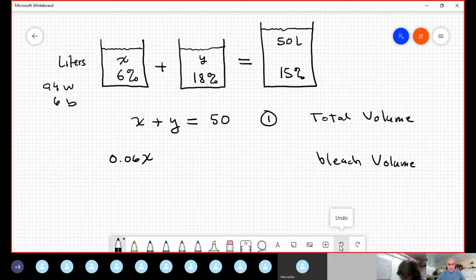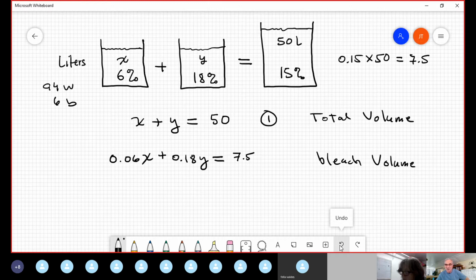Likewise, in the second container, we have 0.18Y. In the last one, we have no variable, we have just the number 50. So 0.15 times 50, no? Put in a calculator, it's 7.5.